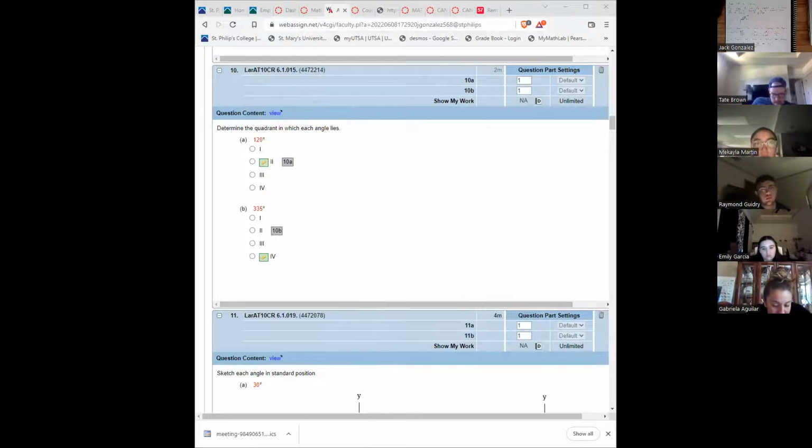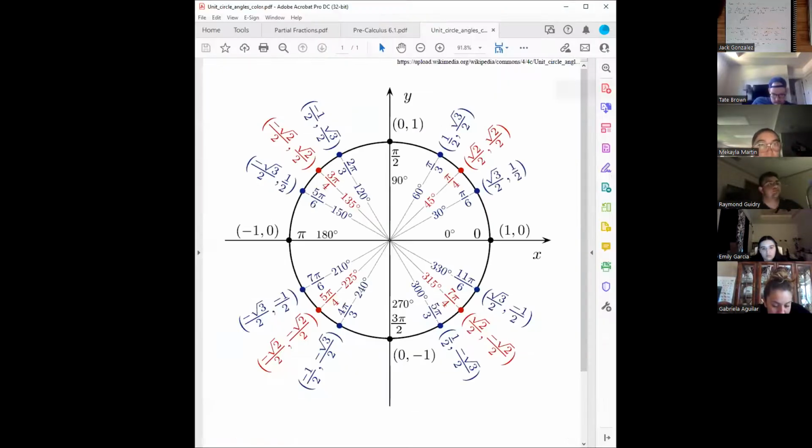120, right? Remember that this over here, this right here is quadrant 1, right? Quadrant 2, 3, right? Now, 120 degrees is over here. So obviously the answer is quadrant 2.